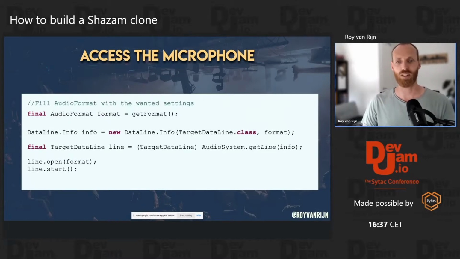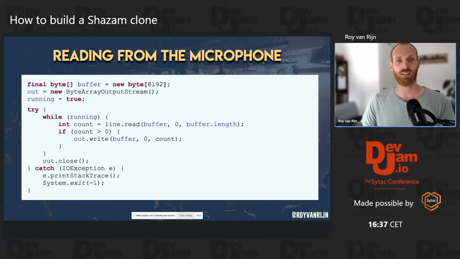In Java, you have this built-in target data line class, and this actually opens a line to your microphone, and it takes care of all the hardware stuff. And after that, you call audiosystem.getLine, and you get data. And this data is just a series of bytes. So I made a for loop, and while it's running, I store everything in a byte array, basically.